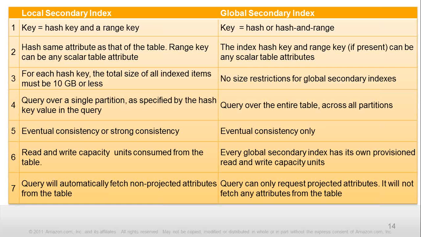Whereas in the case of a global secondary index, you can query over the entire table. In contrast to the local secondary, as I mentioned before, you can only query for a specific item collection pertaining to a hash key. When you query a local secondary index, you can ask for an eventually consistent read or a strongly consistent read, whereas in the case of a global secondary index, it's always going to be an eventually consistent read.